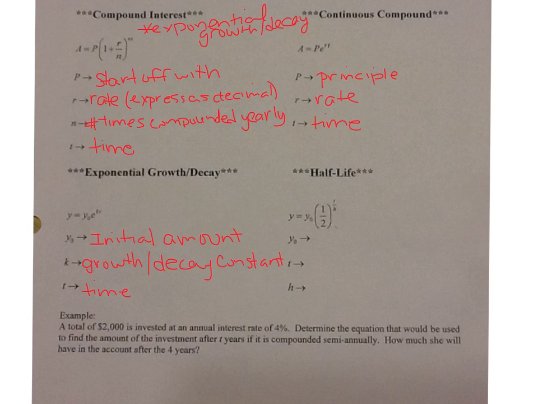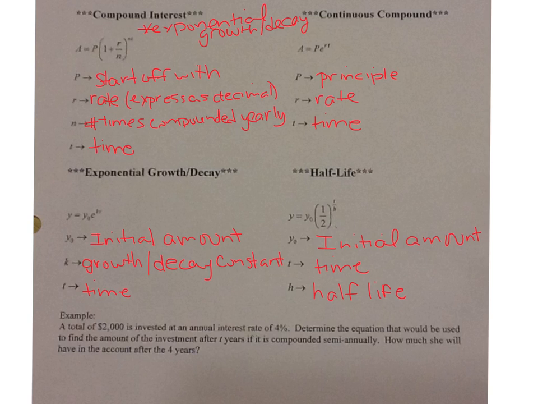We'll also be using this one here, the half-life formula. If something's talking about half-life, this is the formula that you want to use. Again, y sub 0 is the initial amount. T is your time, whether it's hours or years. H is your half-life. If it says the half-life is 145 days, then H would be 145.